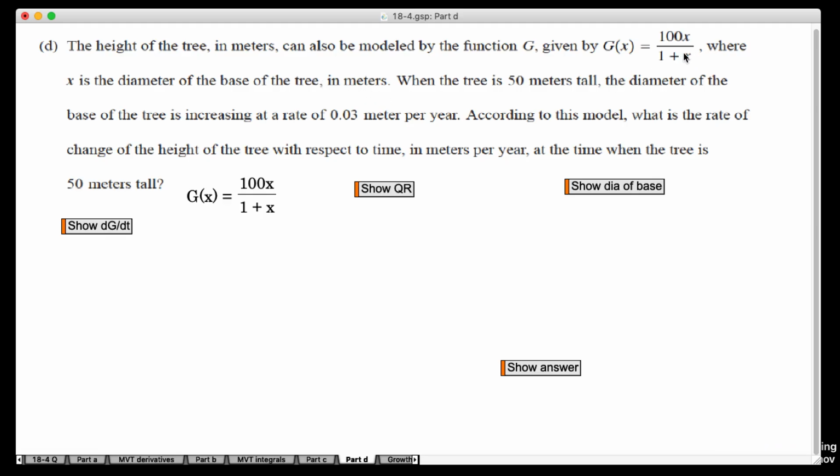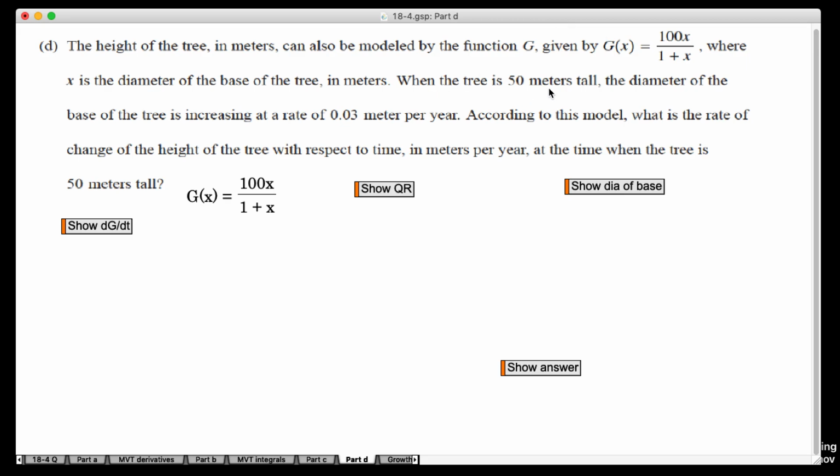In other words, when the base of the tree is 1 meter, that means the height of the tree would be 100 times 1, which is 100, over 1 plus 1, which is 2. So the height of the tree would be 50. Right? If this was a 3, so if the diameter of the base was 3 meters, then this would be 4, this would be 300, so the height of the tree would be 75 meters. That's all the same.